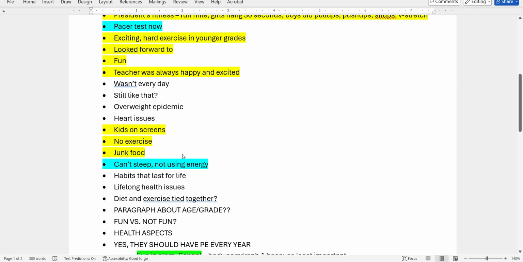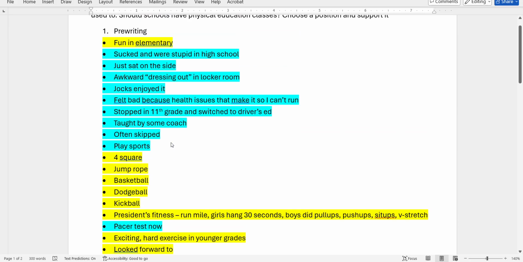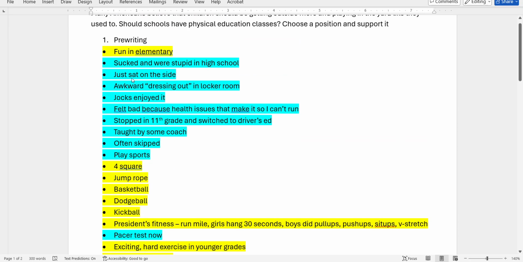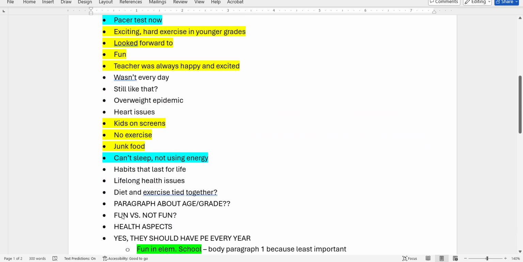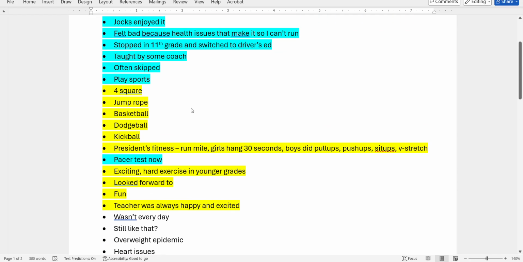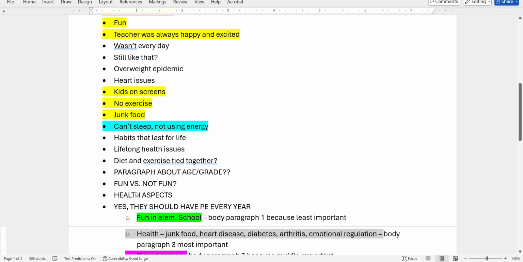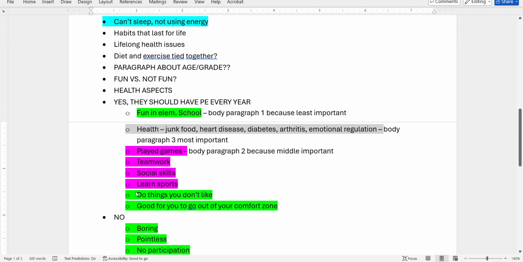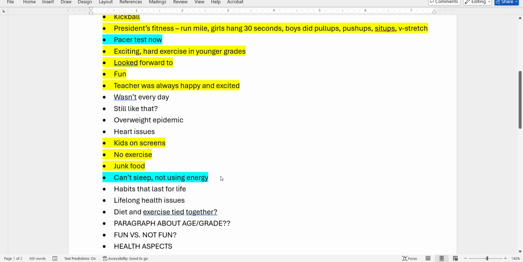And I said, okay, well, here's a bunch of stuff that's about age and grade. So that's like 11th grade when it stops, how things are good in elementary school, bad in high school, things kind of overlapping there. Fun versus not fun. So then I got my games in here that we used to play, how it was fun in elementary. And then now I'm already scrolling too far. The different health aspects. So exercise, overweight stuff, heart issues, all of those kind of things.